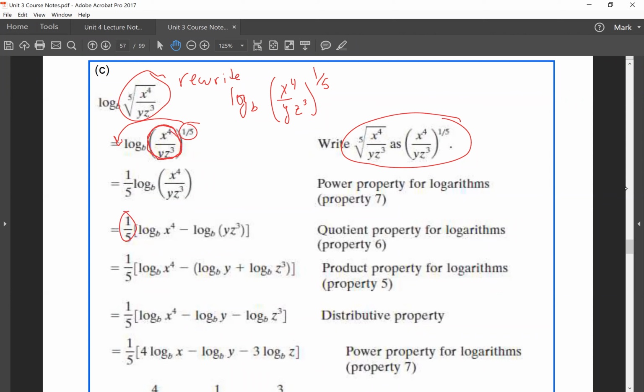Okay, so rule 6, I can take the division and turn it into subtraction. Sorry, my brain's not working. I can take the multiplication, turn it into addition. Then I use property 7 to move the 4s in front. Keep them inside the brackets.